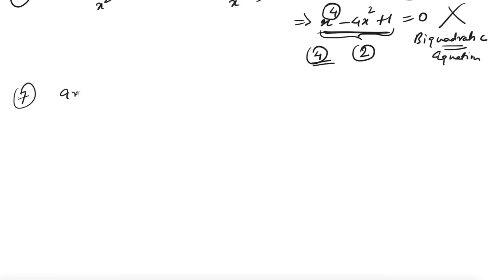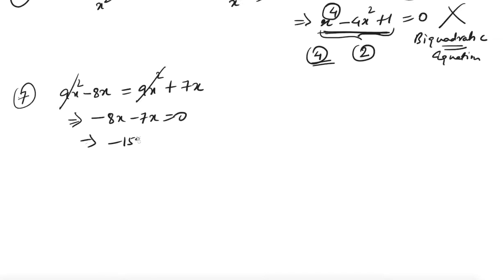Say I have 9x square minus of 8x is equal to 9x square plus 7x. Is this a quadratic equation? Let me simplify. 9x square, 9x square, I'll cut both of them. So this becomes minus 8x plus 7x. I'll bring minus 7x this side, minus 8x minus 7x equals to 0, which becomes minus 15x equals to 0, which is not a quadratic equation because the degree is 1.